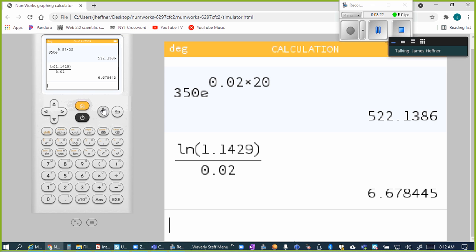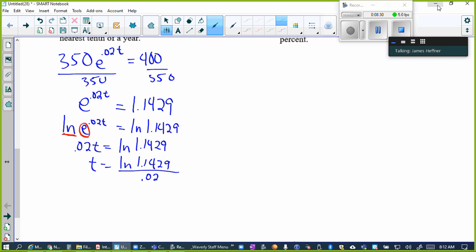So to the nearest tenth, how many years will it take to reach 400? It'll take 6.7 years. Okay. So t equals 6.7.